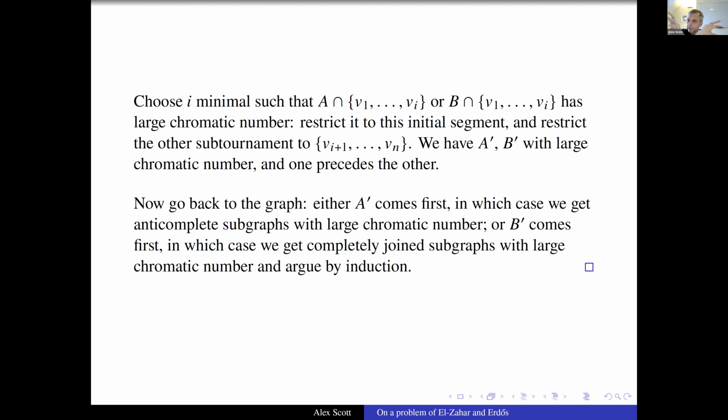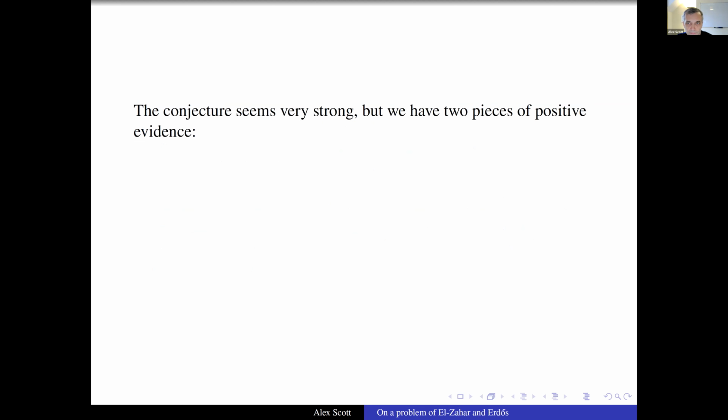Okay, the other possibility is A prime comes after B prime, and now they're completely joined when we translate back to the graph case. But now we're done by induction because we're bounding the clique number, and so we drop inside these subgraphs. Okay, so this tournament conjecture implies the positive answer to the El-Zahar and Erdős problem. Okay, so I should say the conjecture does seem very strong, but we haven't been able to disprove it. So it might be true.